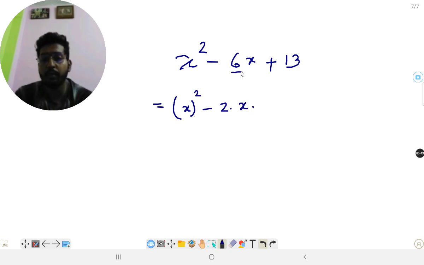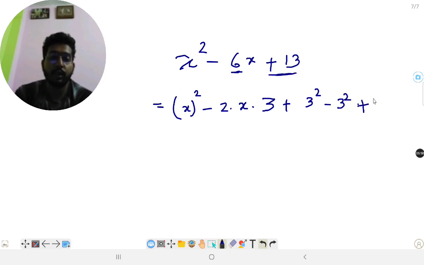Now what will be my b? You can see there is a 6, so here you have to take 3 as b, because 3 into 2, that will be 6. Now b square, this is the b square. Now this is extra, that means you have to subtract 3 square, and plus 13 is there, so that will be plus 13.